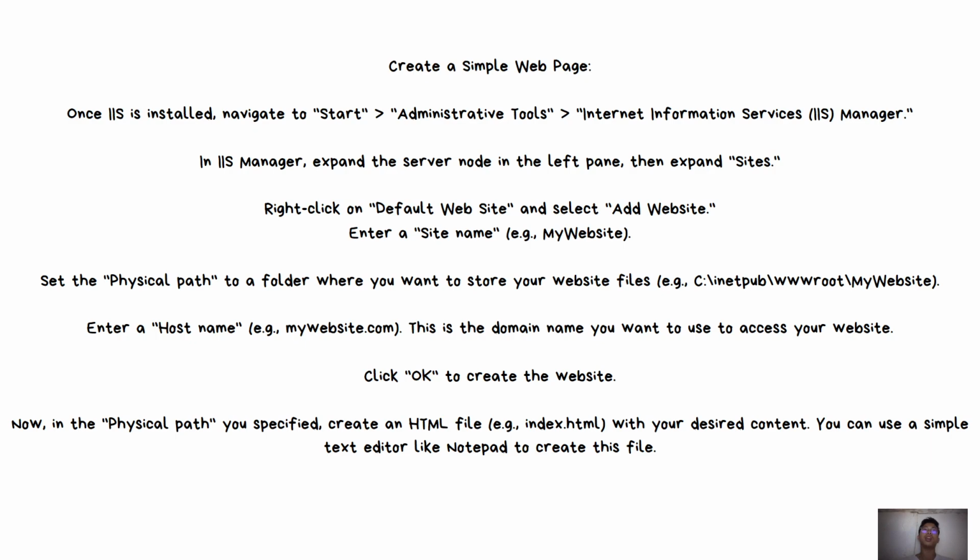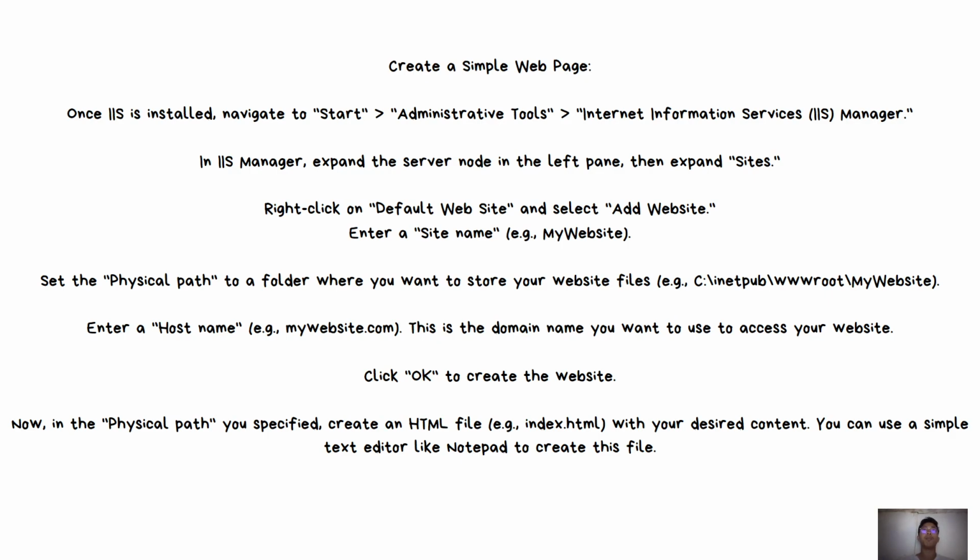Right click on default website and select add website, and then enter a site name, for example my website. Set the physical path to a folder where you want to store your website files, for example C:\inetpub\wwwroot\mywebsite, then enter a host name, for example mywebsite.com. This is the domain name you want to access your website, and then click OK to create the website.